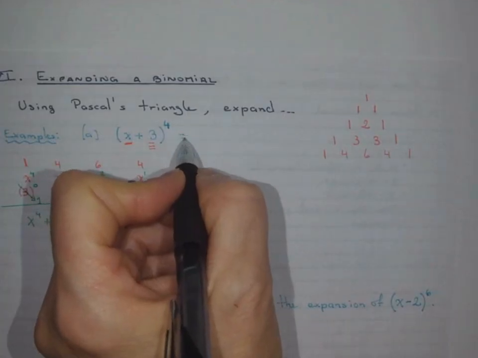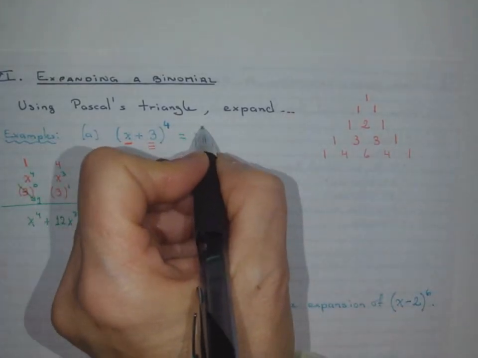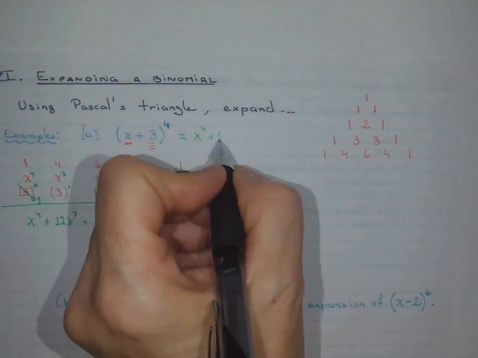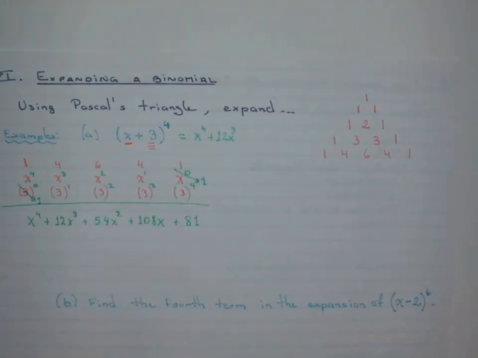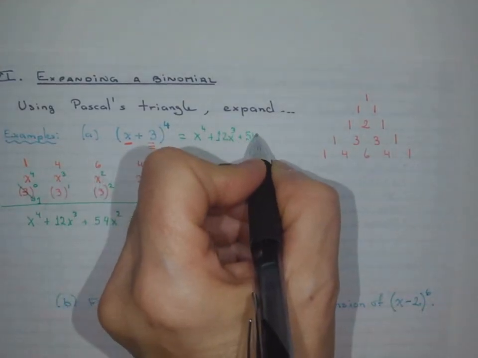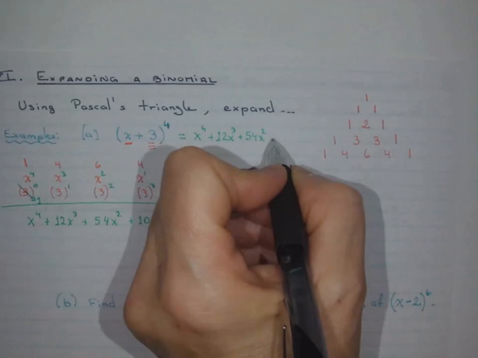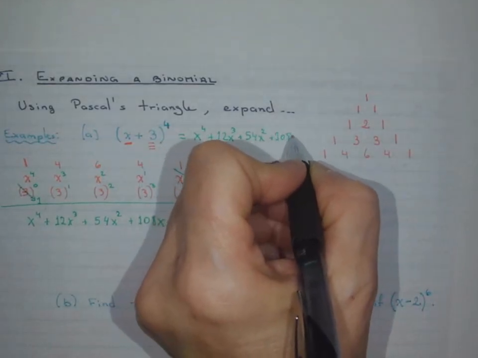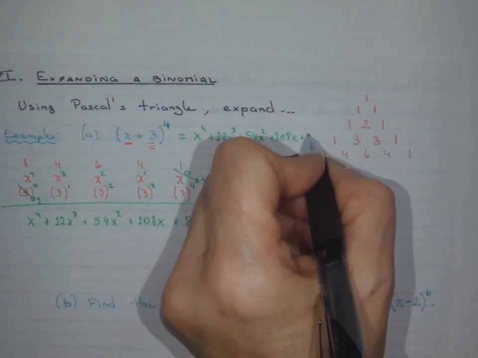So the answer to this here will be x to the 4th plus 12x cubed plus 54x squared plus 108x plus 81.